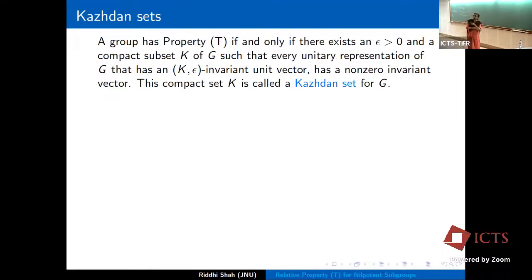There could be more, right? If I take a larger one, it will also work sometimes, and a slightly bigger epsilon.